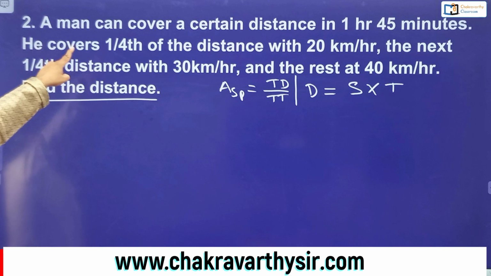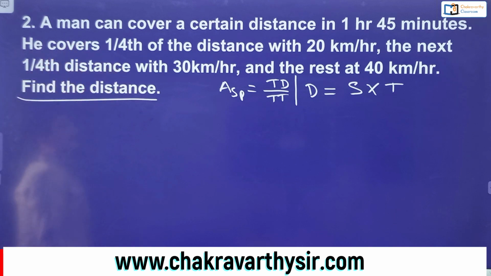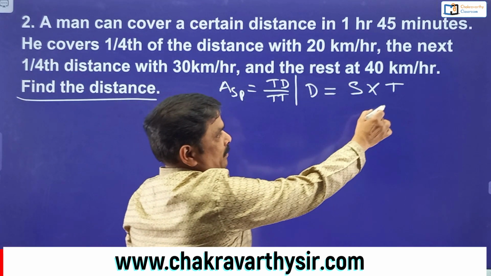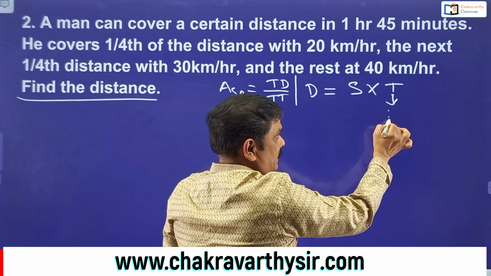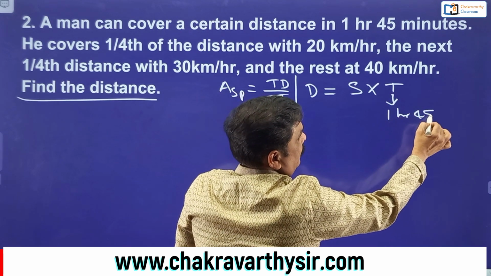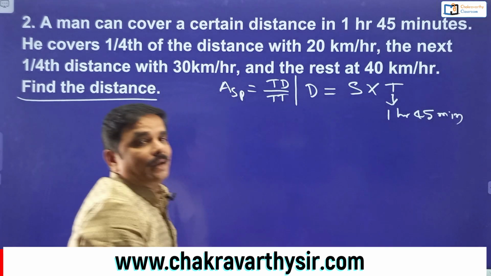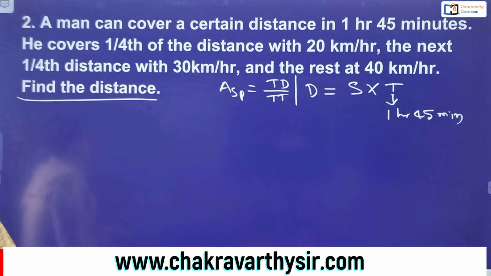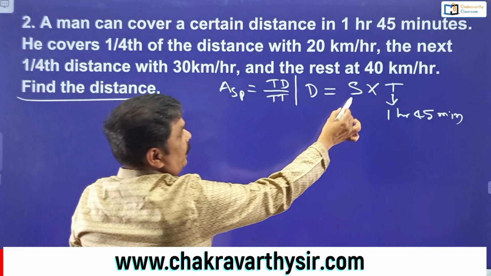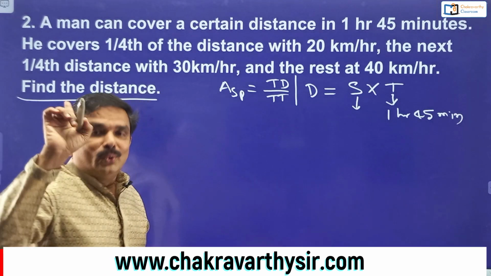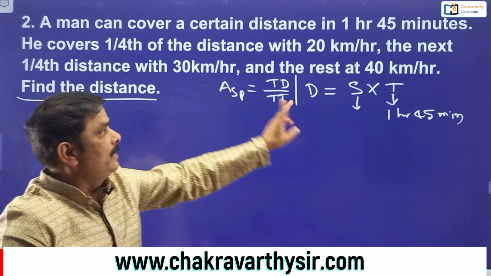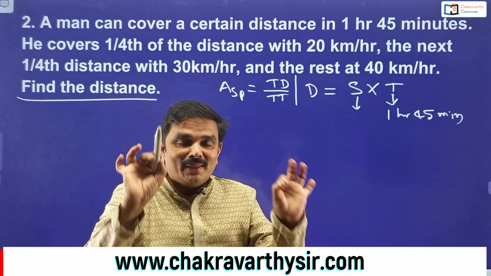Here clearly they have given a man can cover a certain distance in 1 hour 45 minutes. So, this is already there. This is 1 hour 45 minutes. Time is there. I need to find out the speed here. If you know the speed with the given data, speed into time gives me the answer.